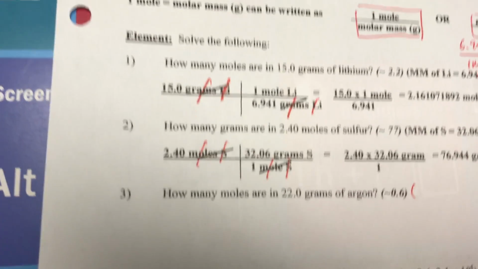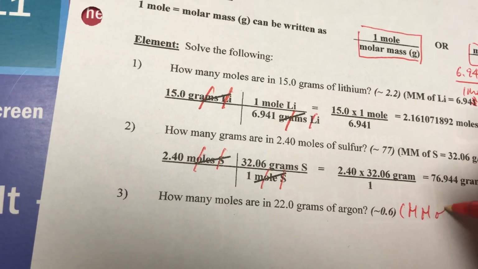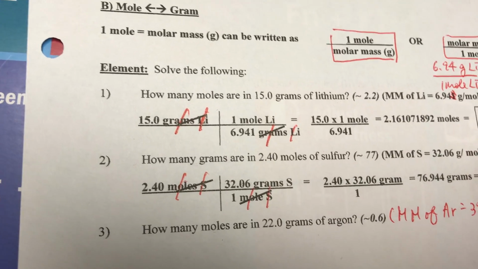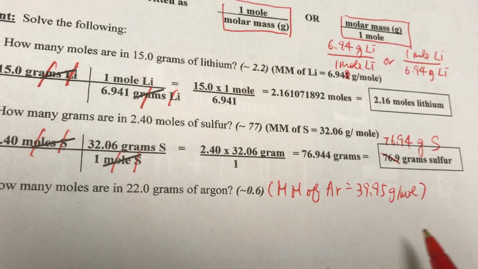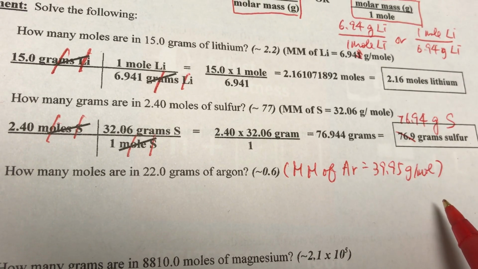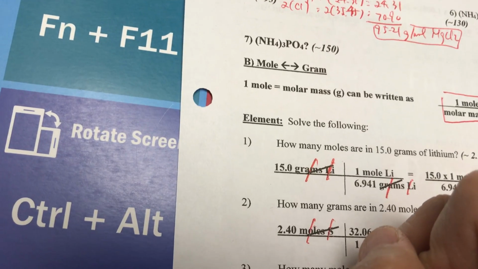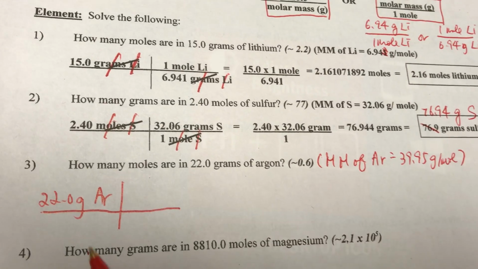How many moles in 22 grams of argon? So molar mass of argon is 39.95 gram per mole. You always need to write down a unit, then you know what number goes with what unit. So molar mass of Ar equals 39.95 gram per mole. So I'm going to set up Superman, 22 gram of argon. All right. So you want to look it up. I have gram here.